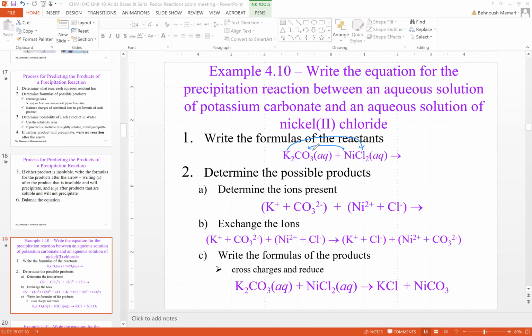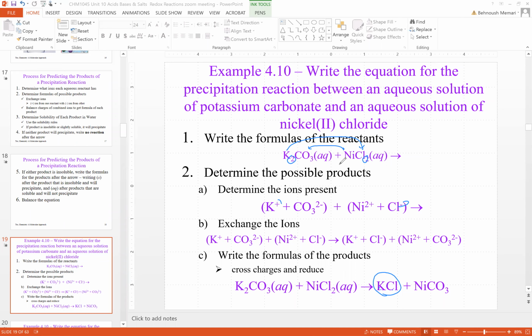Potassium is 1+ charge, chloride is a 1-. So the formula for the product is going to be KCl, regardless that you have 2 potassium and 2 Cl, but the proper formula is going to be KCl. You have to use the proper formula for the product.